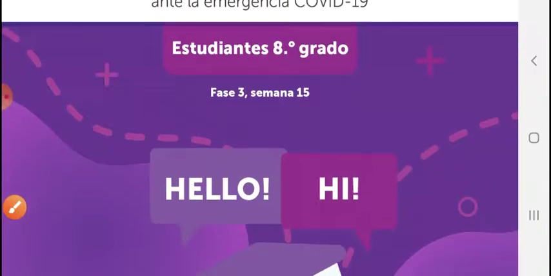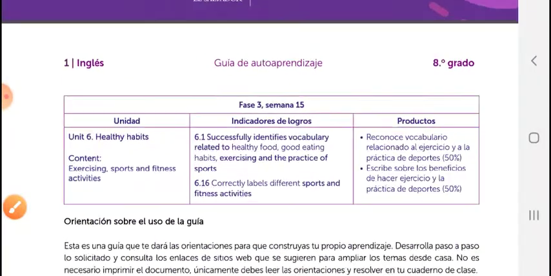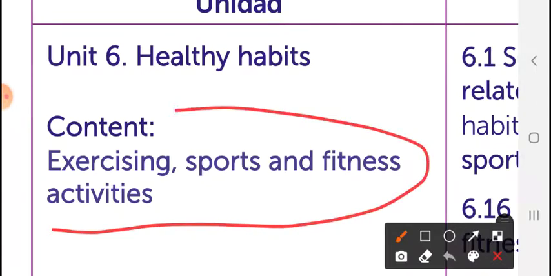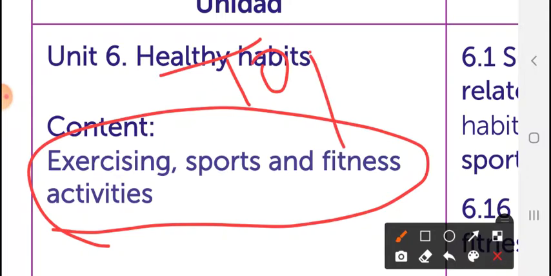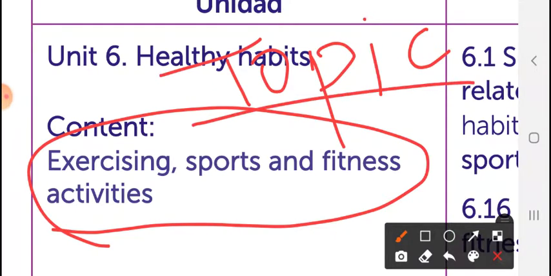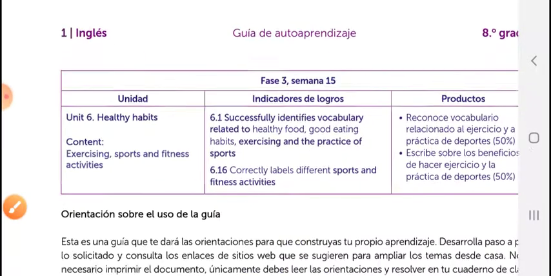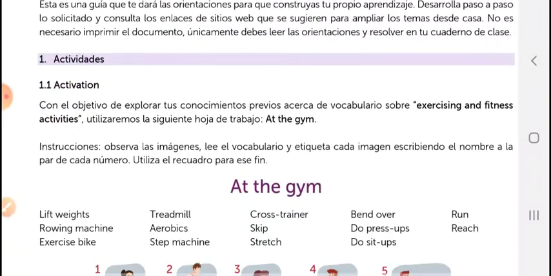Okay, today we are going to study the following topic: exercising, sports and fitness activities. That's the topic that we're studying this week. Okay, that's our topic, so don't forget to write it in your notebook. Before we start, we will have a general overview of what we are going to study, okay?